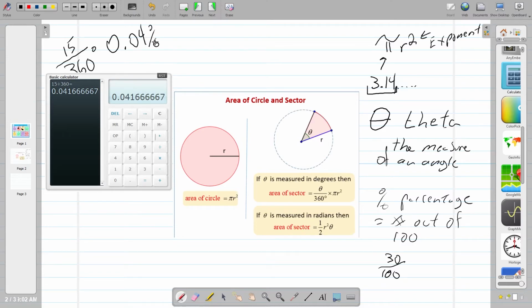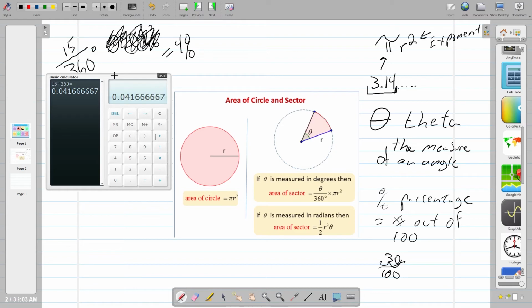So that is 0.04% of the... no, it's not. Ha ha! It's 4% of the circle. Just like 30 out of 100 would be 0.30. Move it that way twice to get 30%, because it's out of 100, right? 100 100ths. So ignore Mr. Jeremy's brain dead silliness right there, and know that 15 out of 360 is 4%.